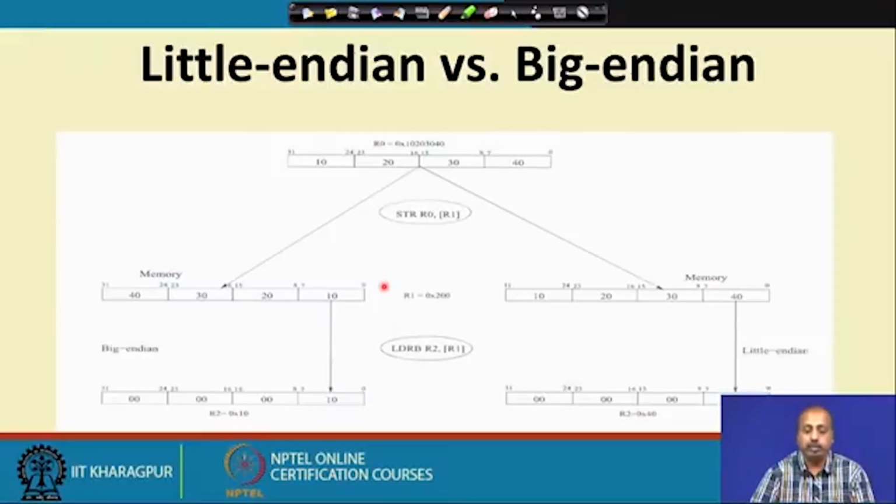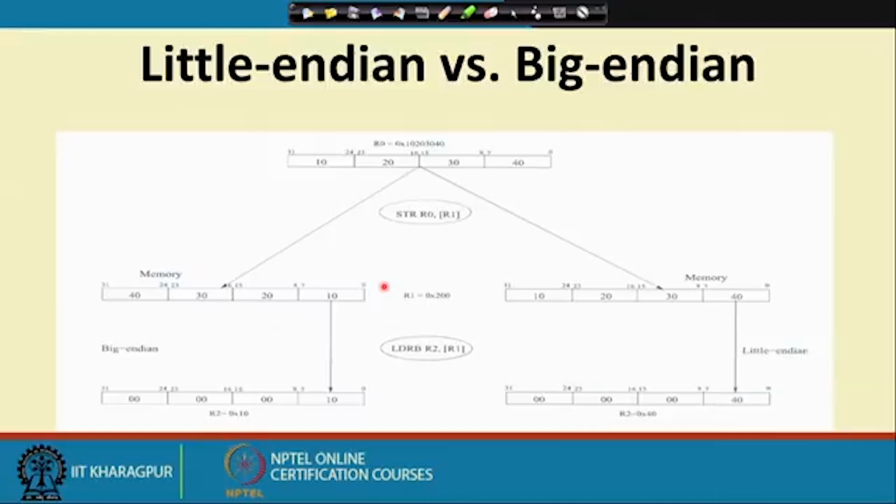This slide will explain the difference between big endian and little endian. Suppose we have register R0, a 32 bit register, with content hexadecimal 10203040. The bytes are distributed like this: 40 is in bits 0 to 7 and 10 is in bits 24 to 31. So, the highest order byte is in the highest order portion of the register and the lowest order byte in the lowest order position.